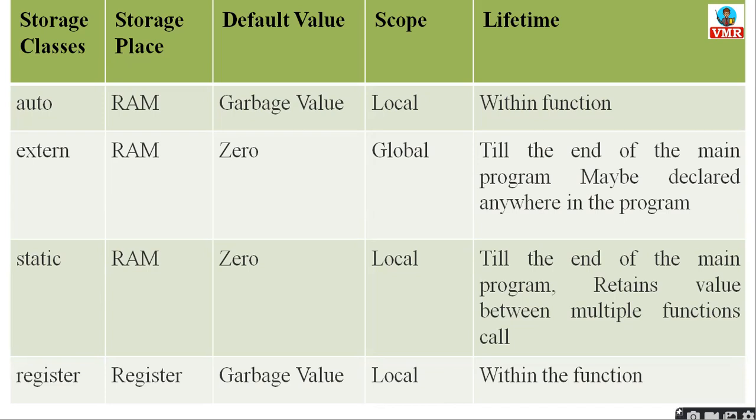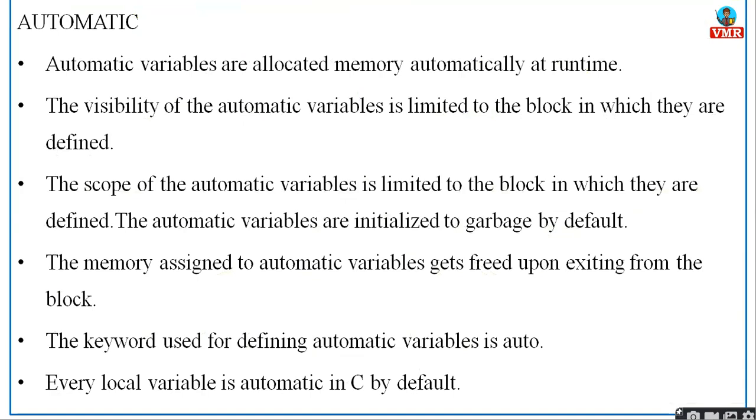And register: the keyword is register. Place of storage is in the registers. Garbage value is its default value. Scope is local, within the function. So auto, extern, static, register are the different keywords used for different storage classes. Next, we'll see them one by one.